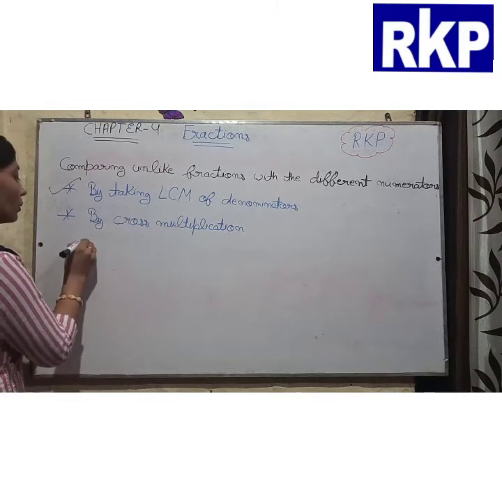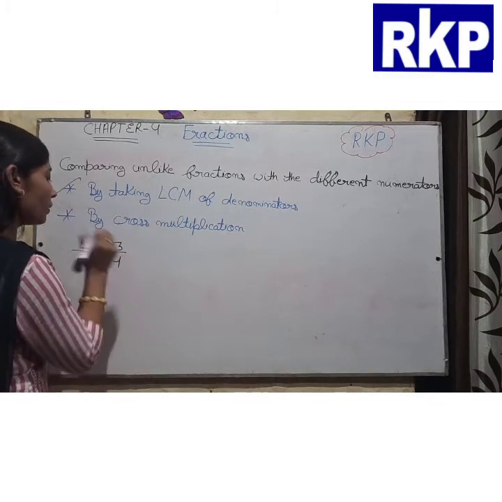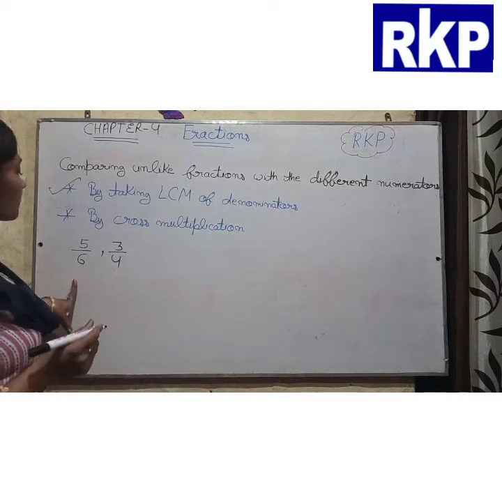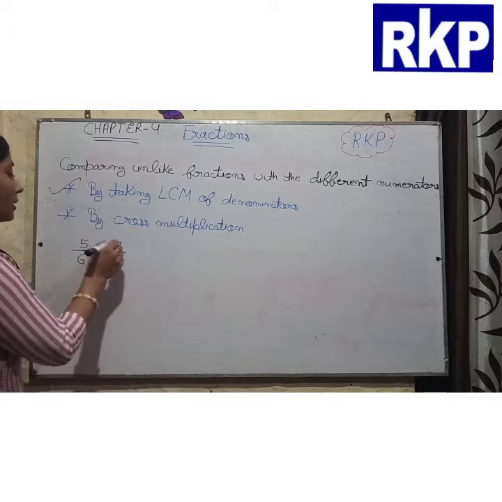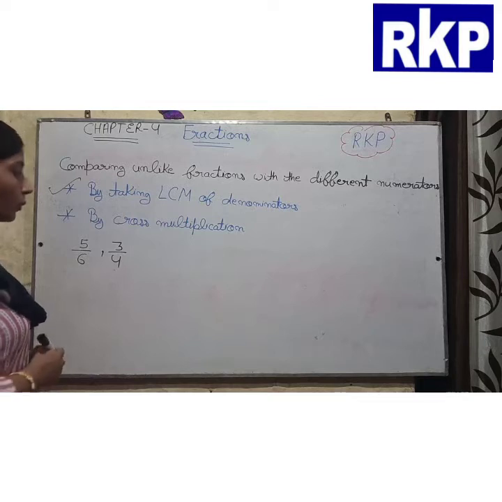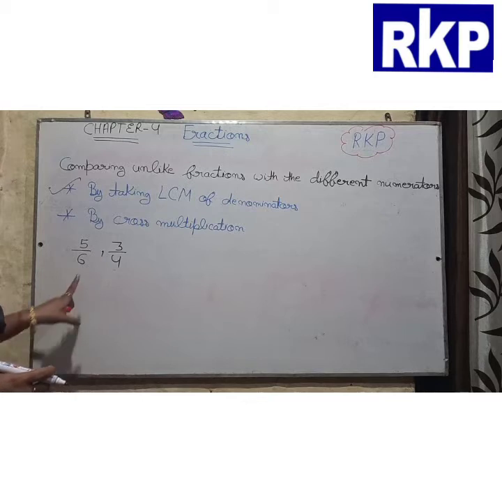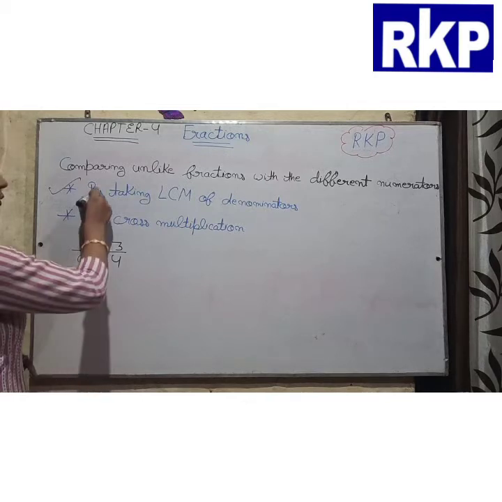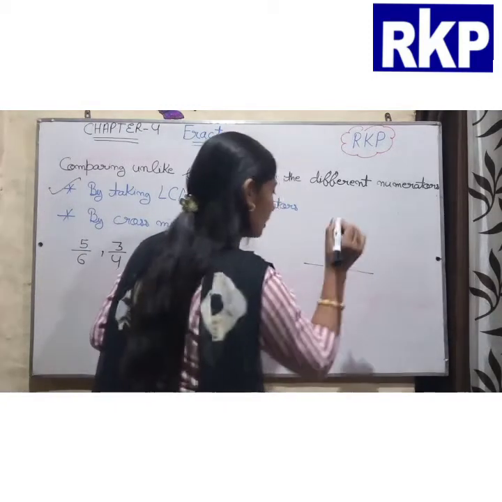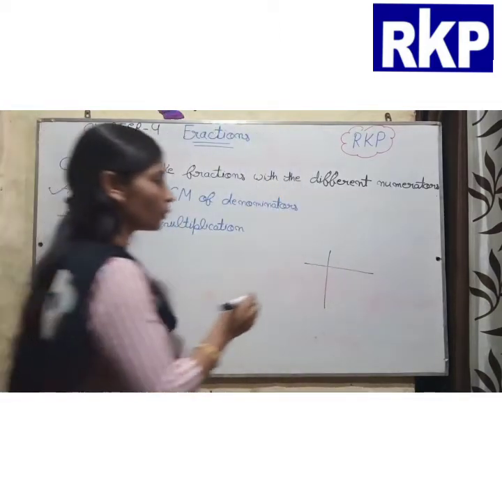Suppose we have two fractions, 5/6 and 3/4, and we have to compare these fractions. Here we can see the numerators are not the same and the denominators are also not the same. So first of all, according to the first method, we have to find the LCM of the denominators. Let us find the LCM of 6 and 4.